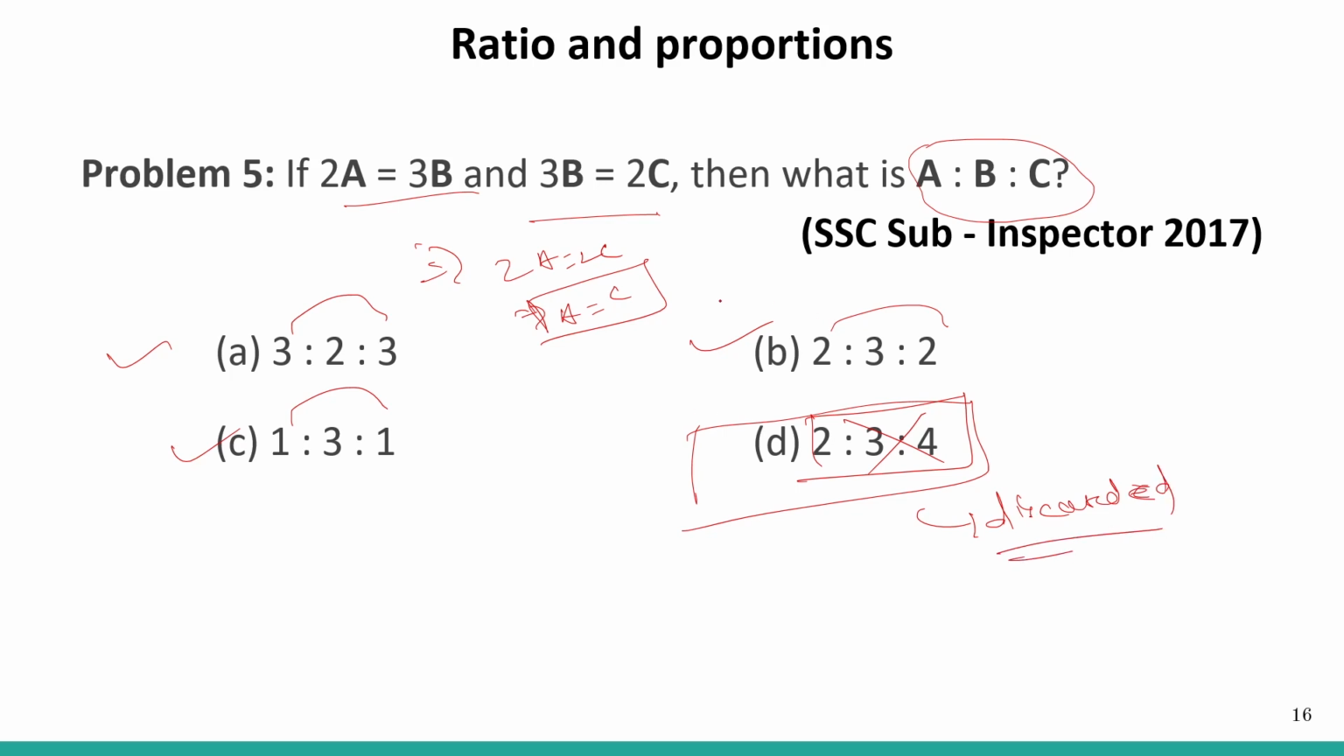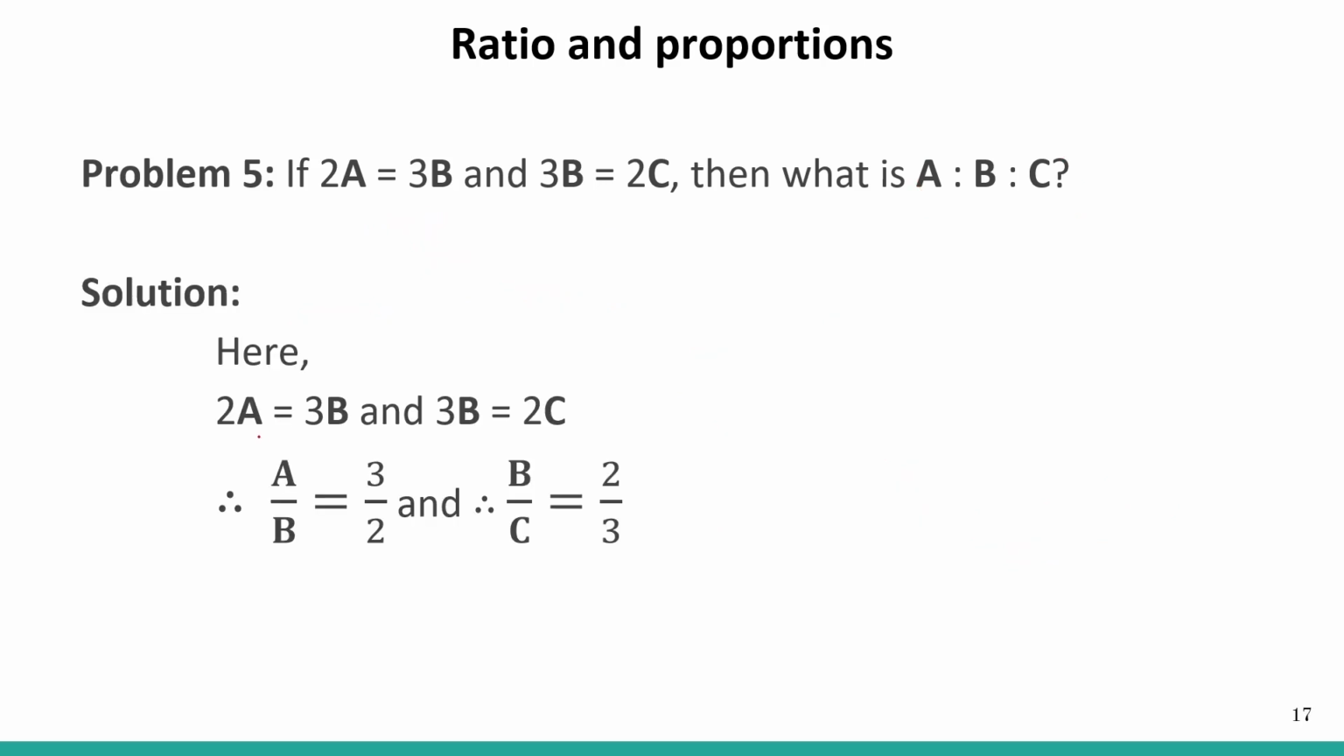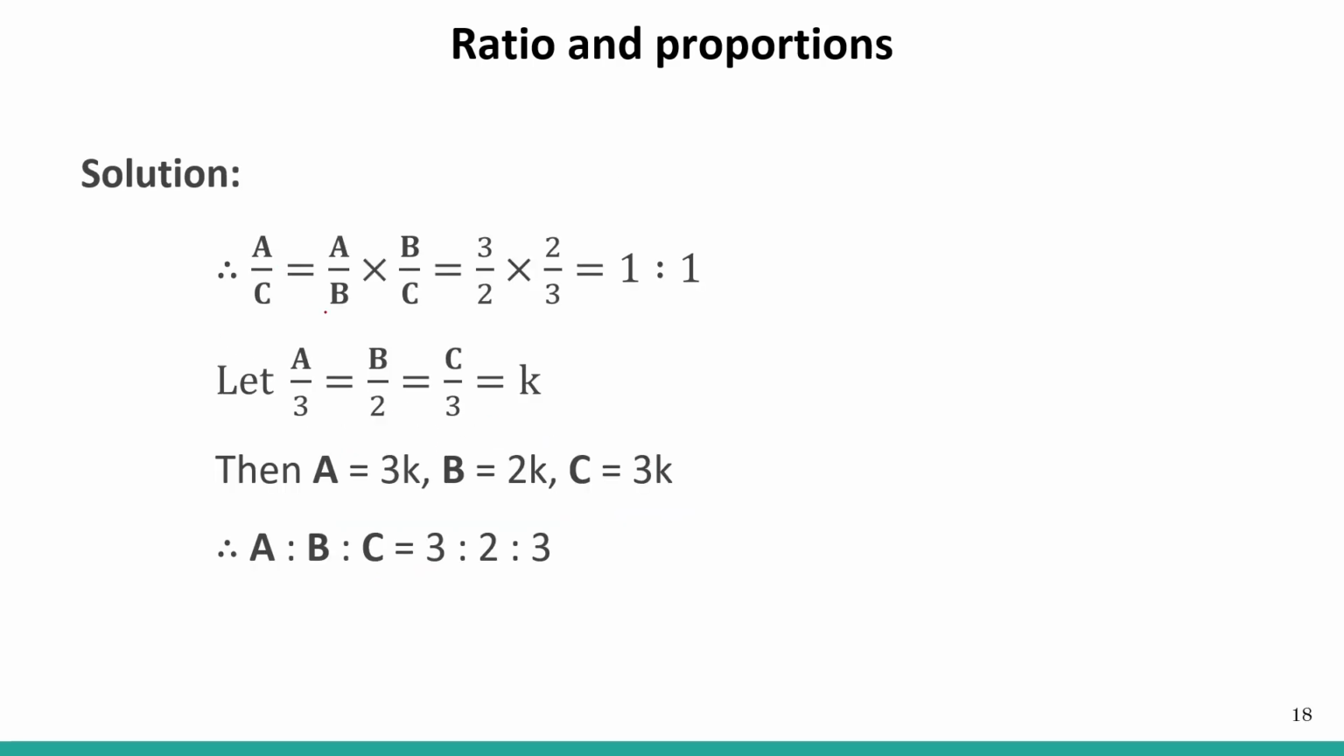Okay, so let's see now. So 2A is equal to 3B. So A is to B is equal to 3 is to 2 and B is to C is equal to 2 is to 3. Right? As 2A is equal to 3B and 3B is equal to 2C. So A by C is equal to what? A by B into B by C. So that will be 1 is to 1. Okay, so both of them have same proportion.